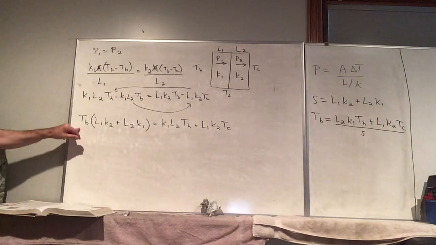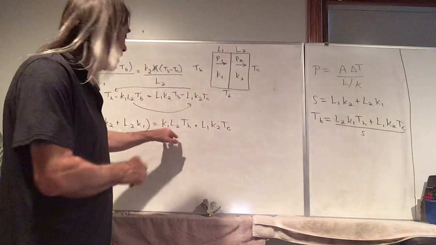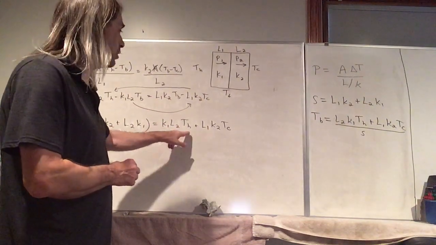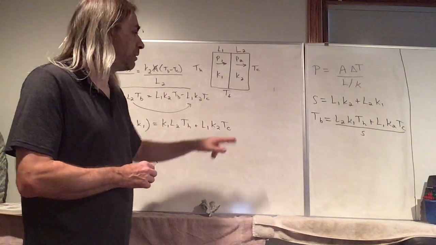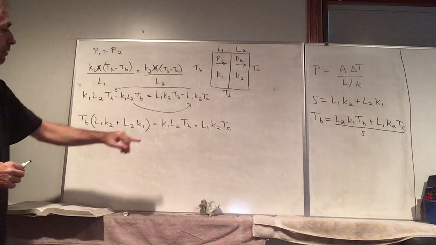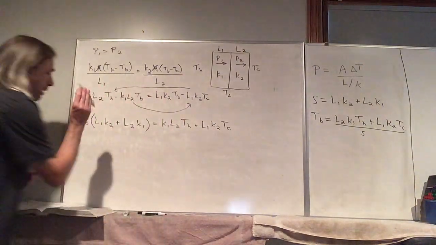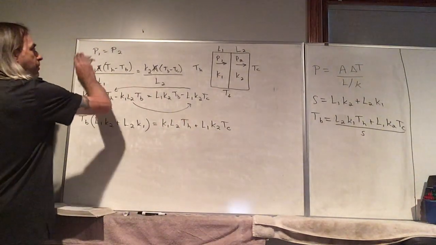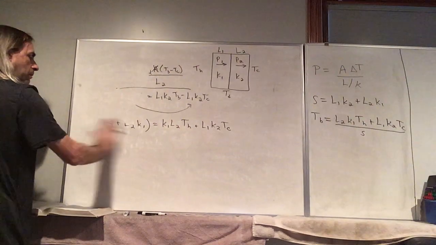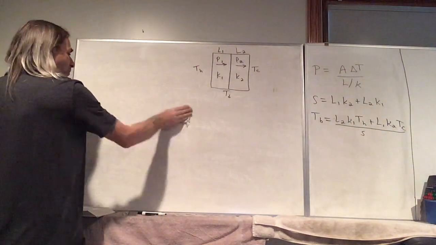And we have this boundary temperature TB. I'm just going to make sure I wrote that down right, and then we'll move on. L2 K1 TH, L1 K2 TC over S. Okay, everything's looking good so far. So I'm going to erase everything now. I'll leave the picture if we can.